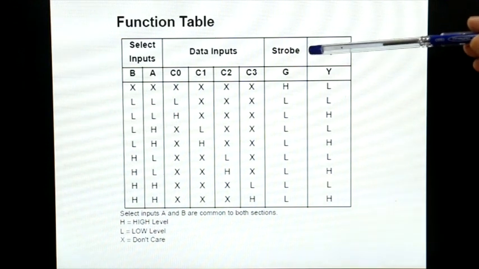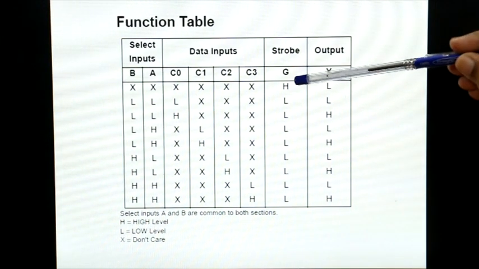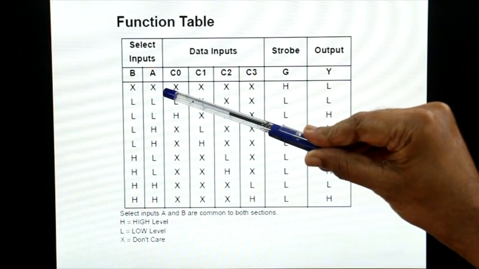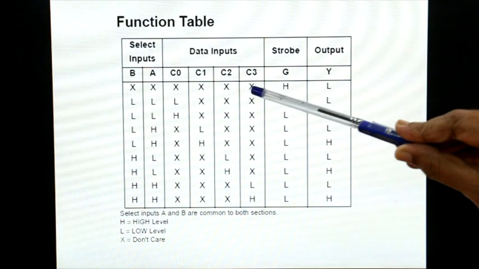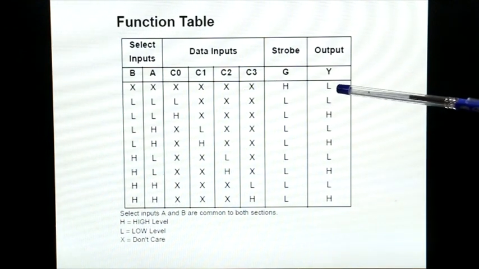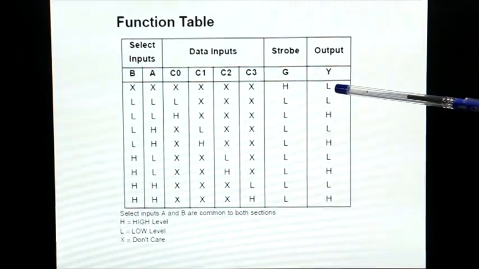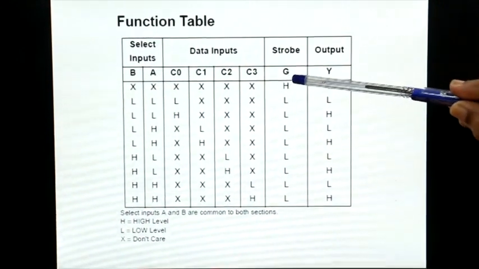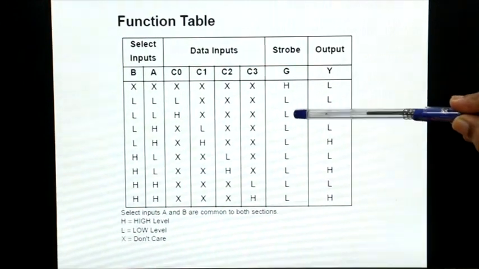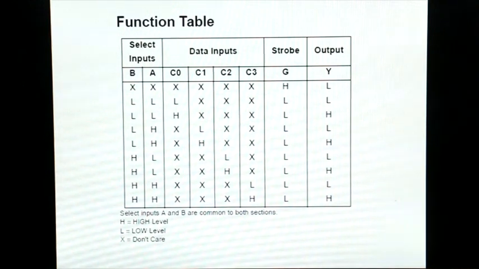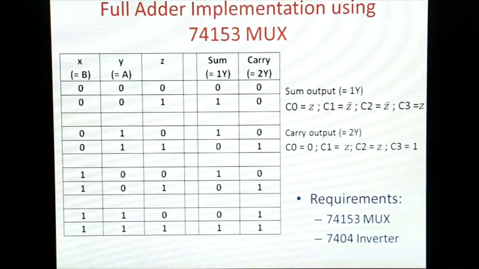So what happens is, if strobe is kept high, irrespective of whatever your select or data inputs are, you would see that the Y output, the output of the multiplexer, will be low or 0. So you need to keep the strobe low all the time, then only the other functions come into picture. So what we have done is implement the full adder using a 74153 multiplexer.